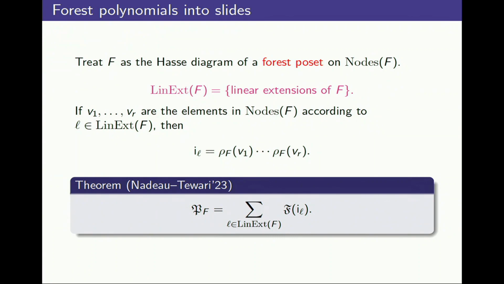Now read the nodes according to your linear extension. That determines this word. This word in turn determines a slide polynomial. It could be 0. And then you sum over all these linear extensions. That's the forest polynomial. Okay. And if you've seen Stanley's theory of P-partitions, this is not a surprise. This is me just working with the polynomial analog, and in fact following Assaf and Bergeron in their work on flagged tableau partitions.